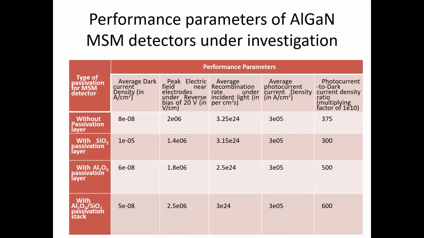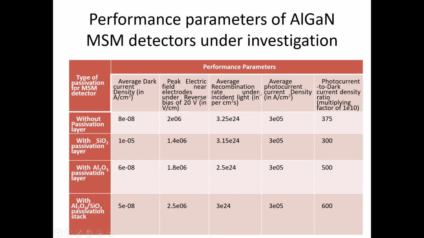So this is a table which shows that there are 4 types of detectors. The first one is without passivation layer. The second one is based on silicon dioxide passivation layer. The third is based on Al2O3 layer. And the fourth one is based on Al2O3 and SiO2 passivation stack layer.